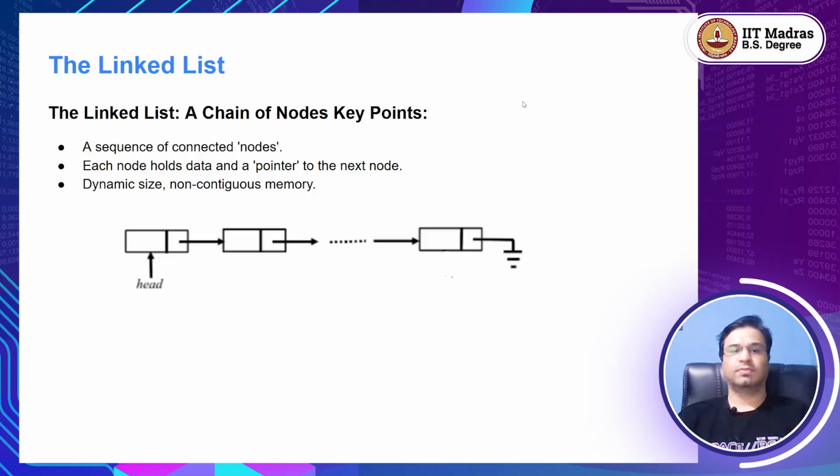Unlike array, which stores elements in contiguous memory locations, linked list can have their nodes scattered anywhere in memory. They are connected purely by these pointers. This makes them dynamic. They can easily grow or shrink without needing to pre-allocate a large block of memory.